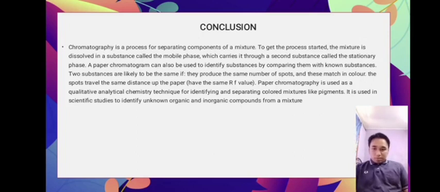Paper chromatography is used as a qualitative analytical chemistry technique for identifying and separating color mixture like pigment. It is used in scientific study to identify unknown organic and inorganic compound in a mixture.